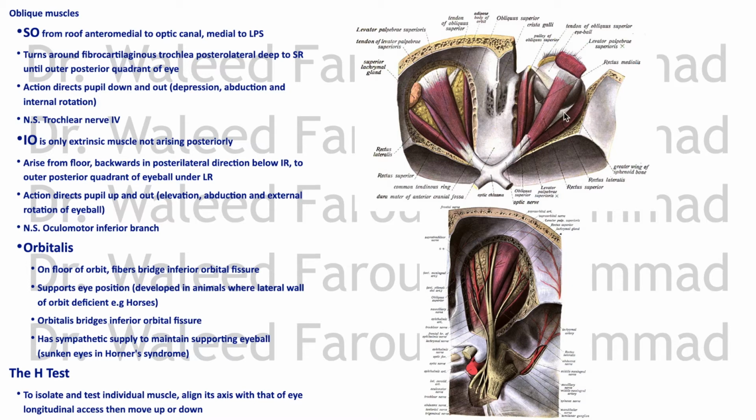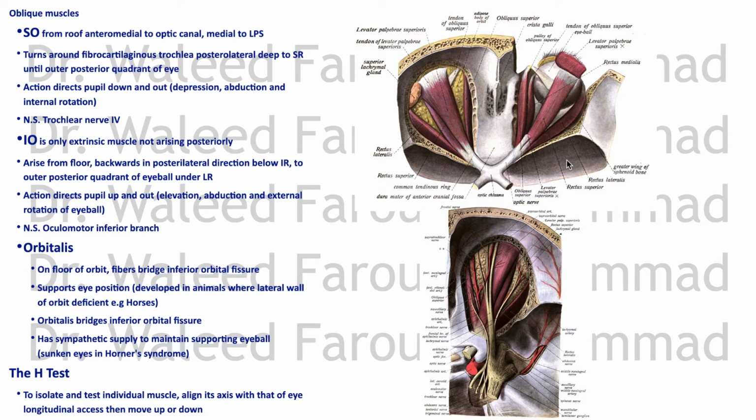And the proof for that is in Horner syndrome, the patient will get a sunken eye. So the orbitalis is paralyzed. Anyway, it's rudimentary in us and well developed in animals to provide for the lateral missing bony wall of the orbit. They don't have a lateral wall of the orbit, okay, because the eyes are on the sides.